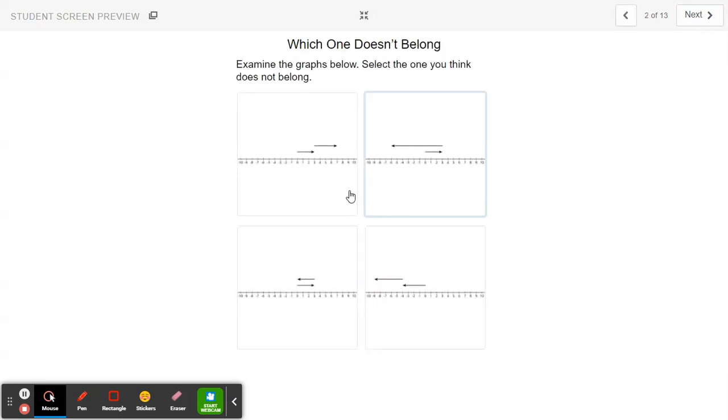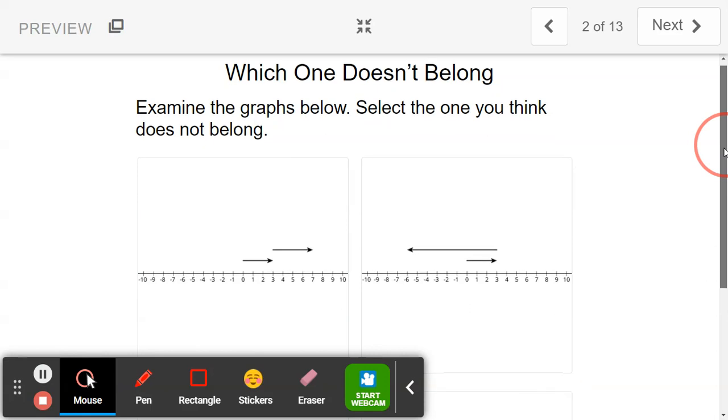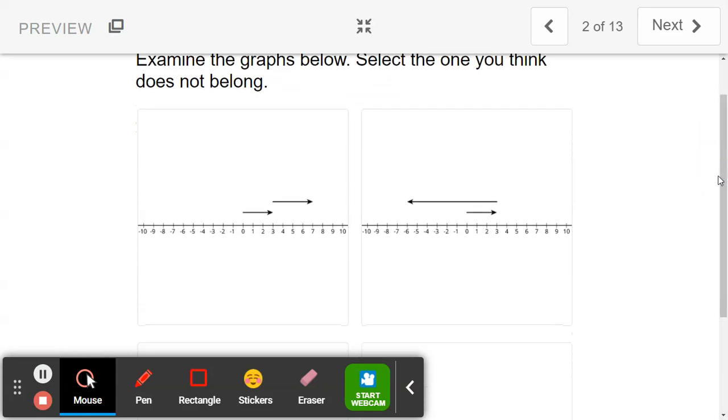All right. So for this first slide, we're going to be using number lines just like this today to, like I said, add integers. So I want you to take a minute to look at each one of these and try to figure out which one doesn't belong. I've gone ahead and made the number lines a little bit larger for us to look at.